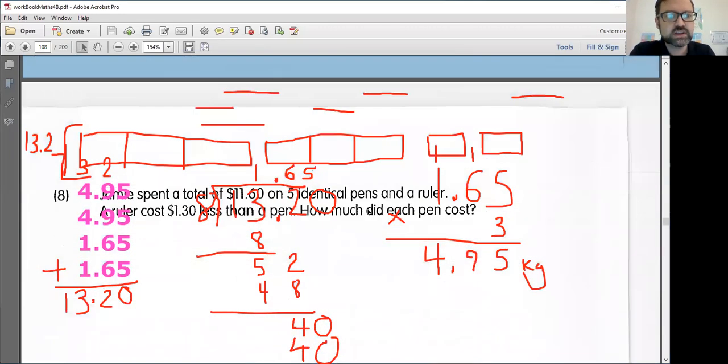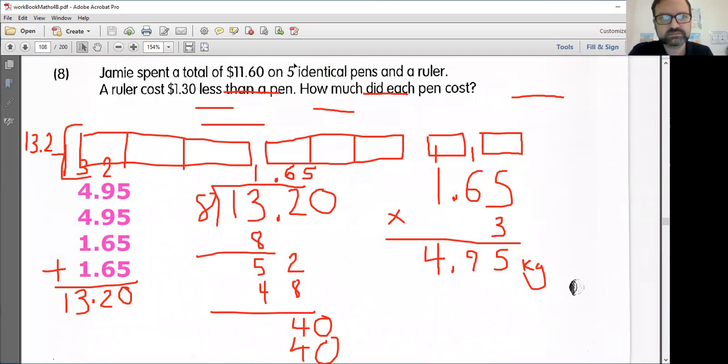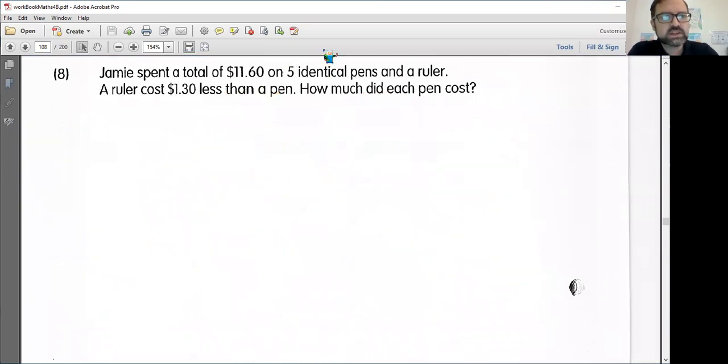All right, number 8. Jamie spent a total of $11.60 on 5 identical pens. All right, identical means these pens are exactly the same. They're all the same color and the same size. All right, 5 identical pens and a ruler. A ruler costs $1.30 less than a pen. How much did each pen cost?